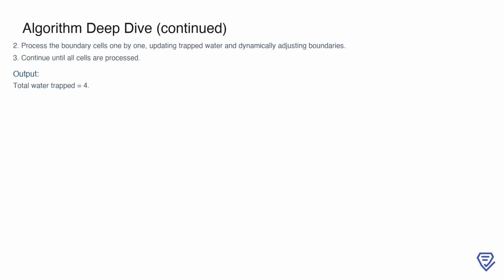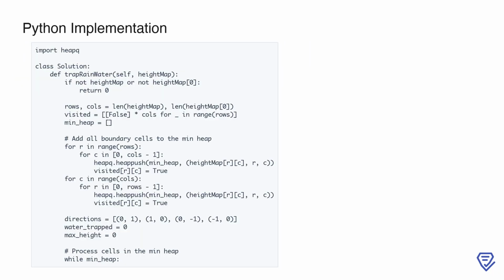To solve the problem of trapping rainwater in a 2D grid, we start by importing the Heap module for efficient heap operations. Then, we define the trap rainwater method within our solution class. The first thing we check is whether the height map is empty or invalid. If so, we return 0 immediately since no water can be trapped.